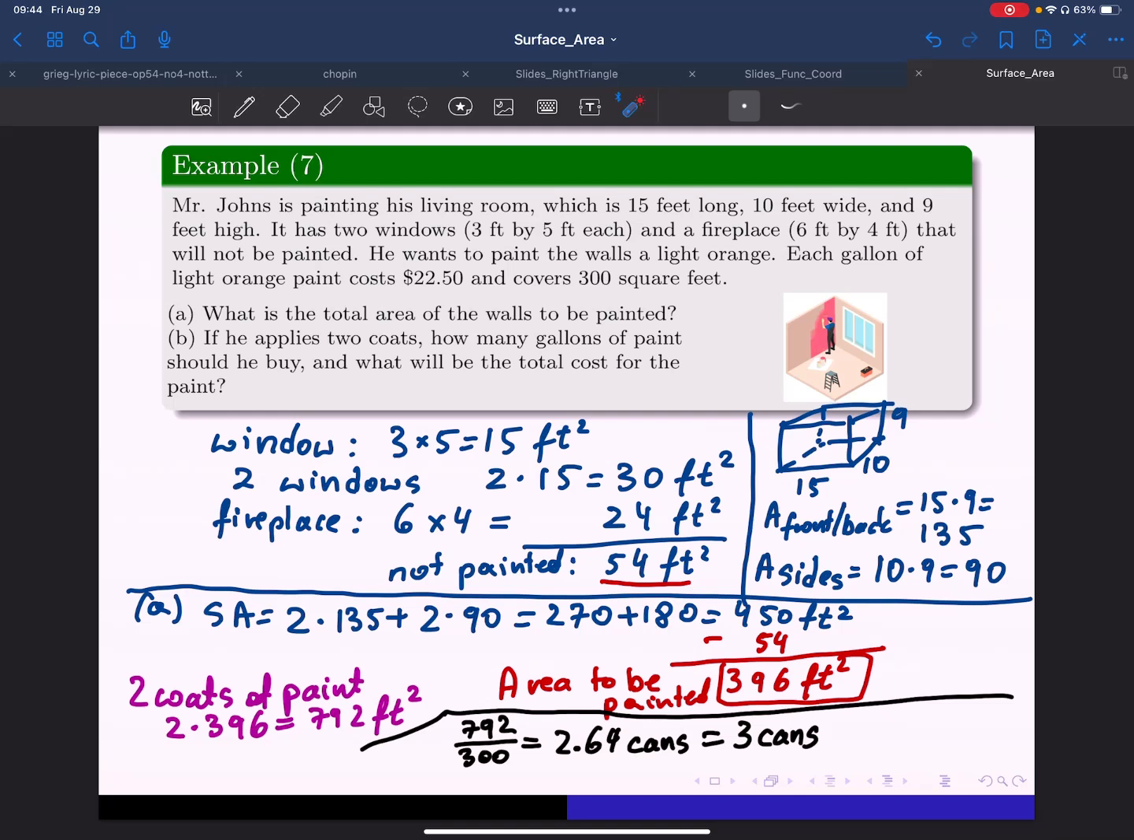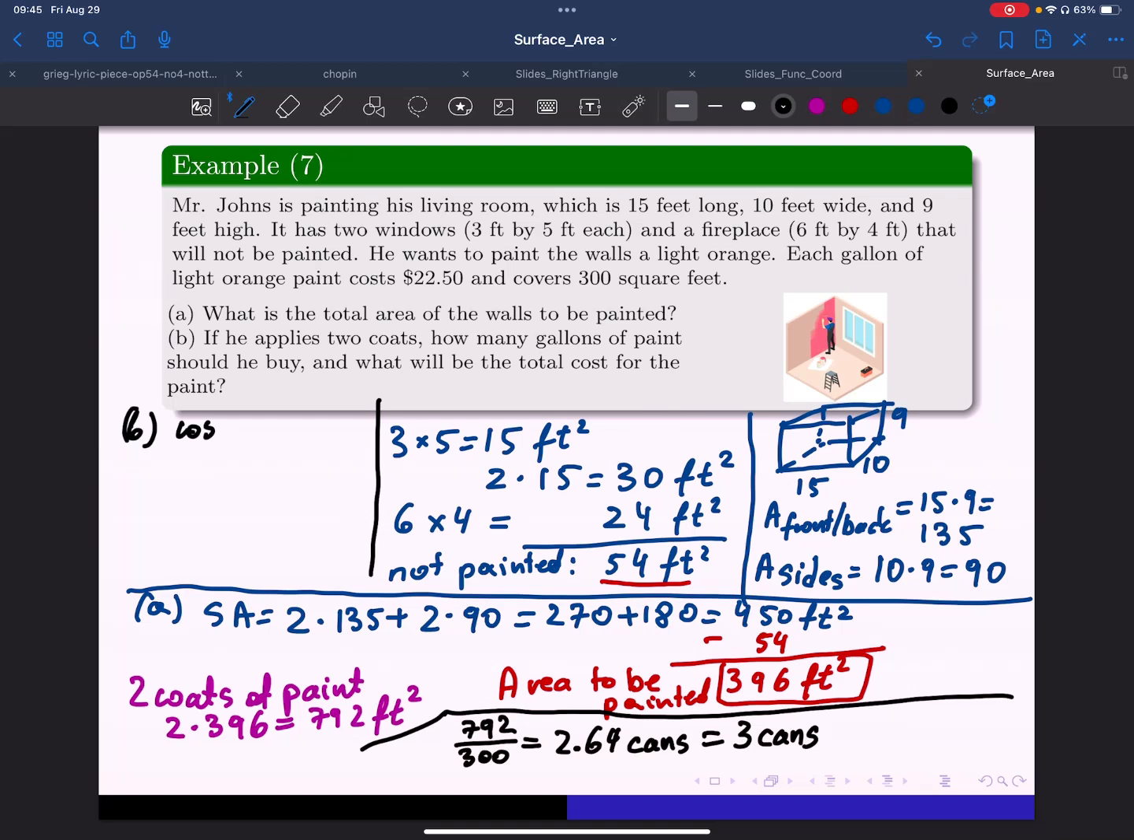And then the total cost. Let me erase a little bit here. For part B, the cost would be 3 cans times the price of 1 can, $22.50. So the total cost is $67.50 to paint the walls.